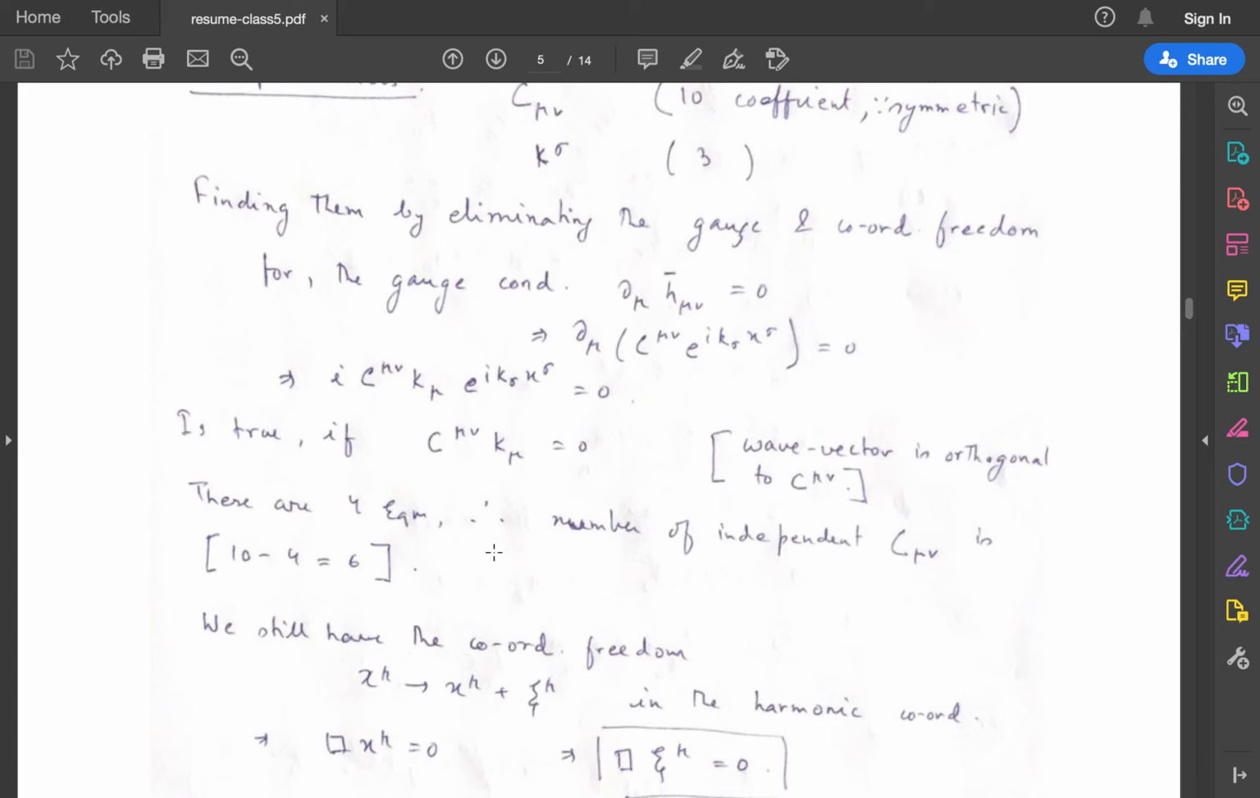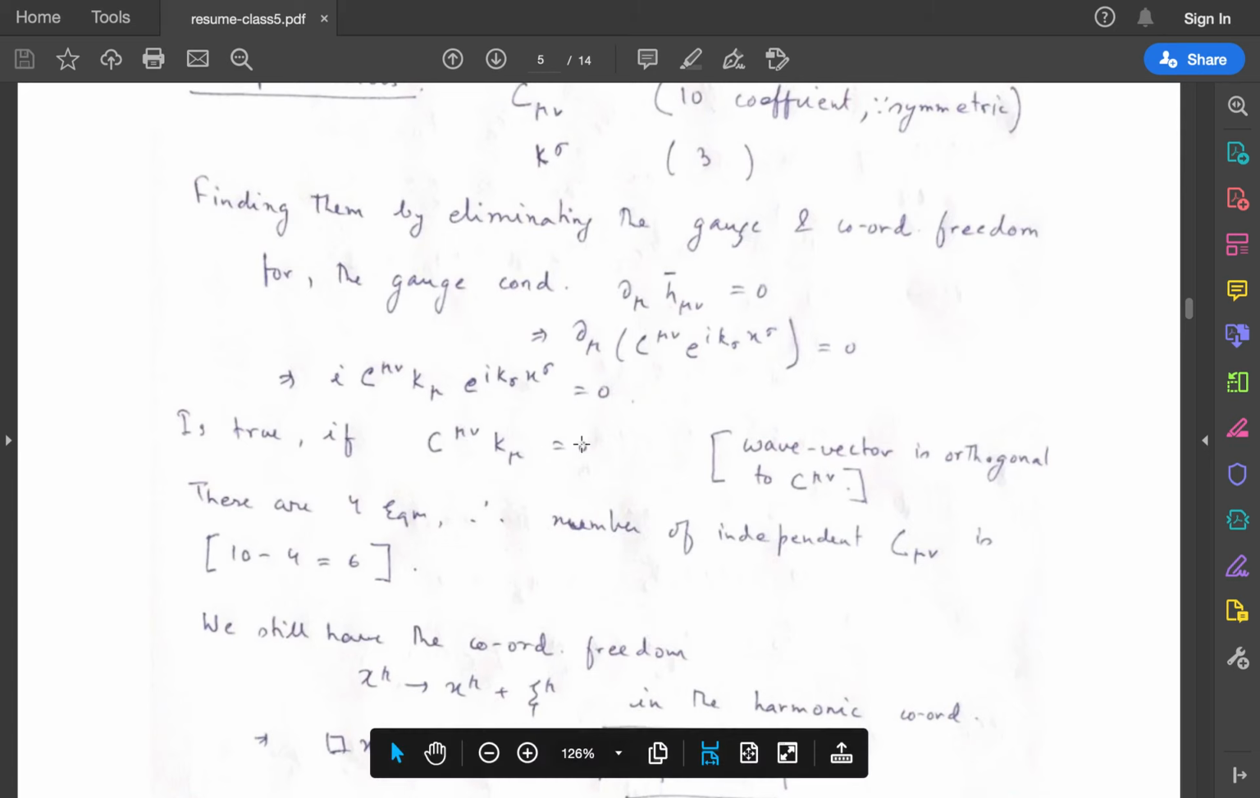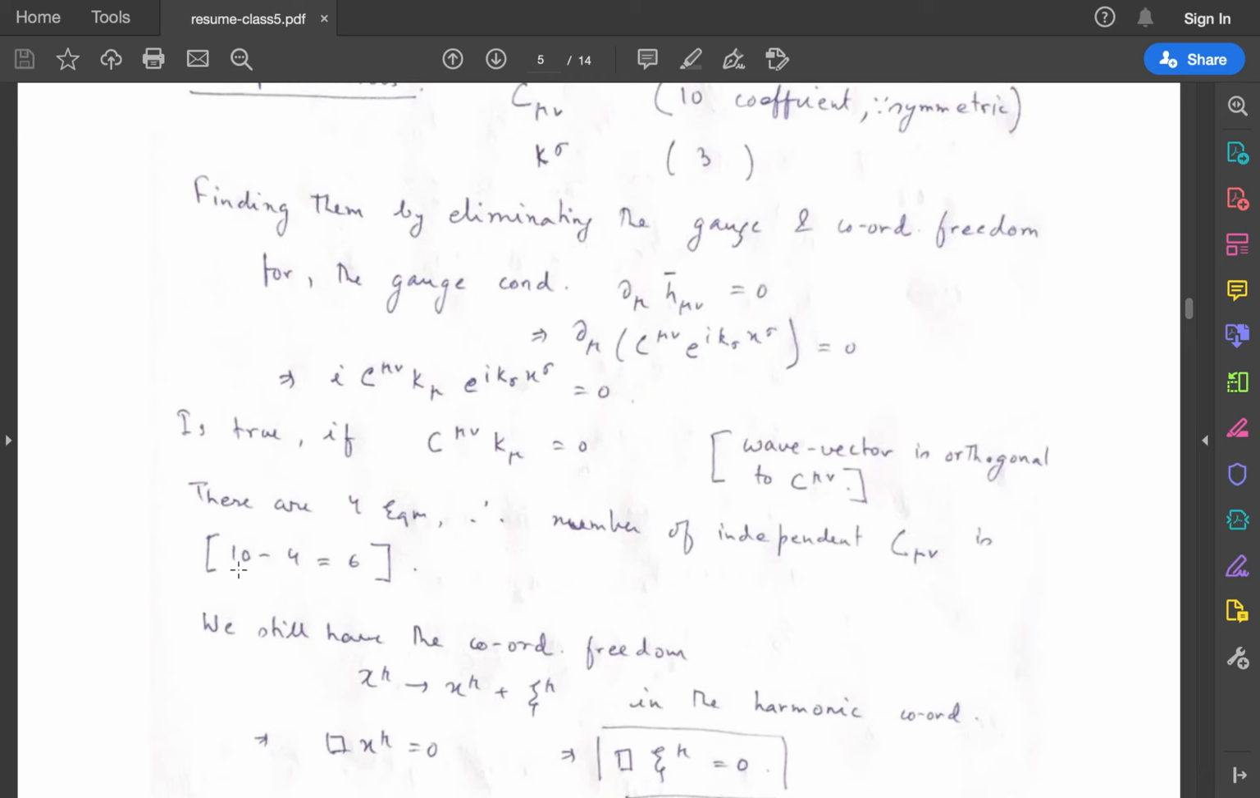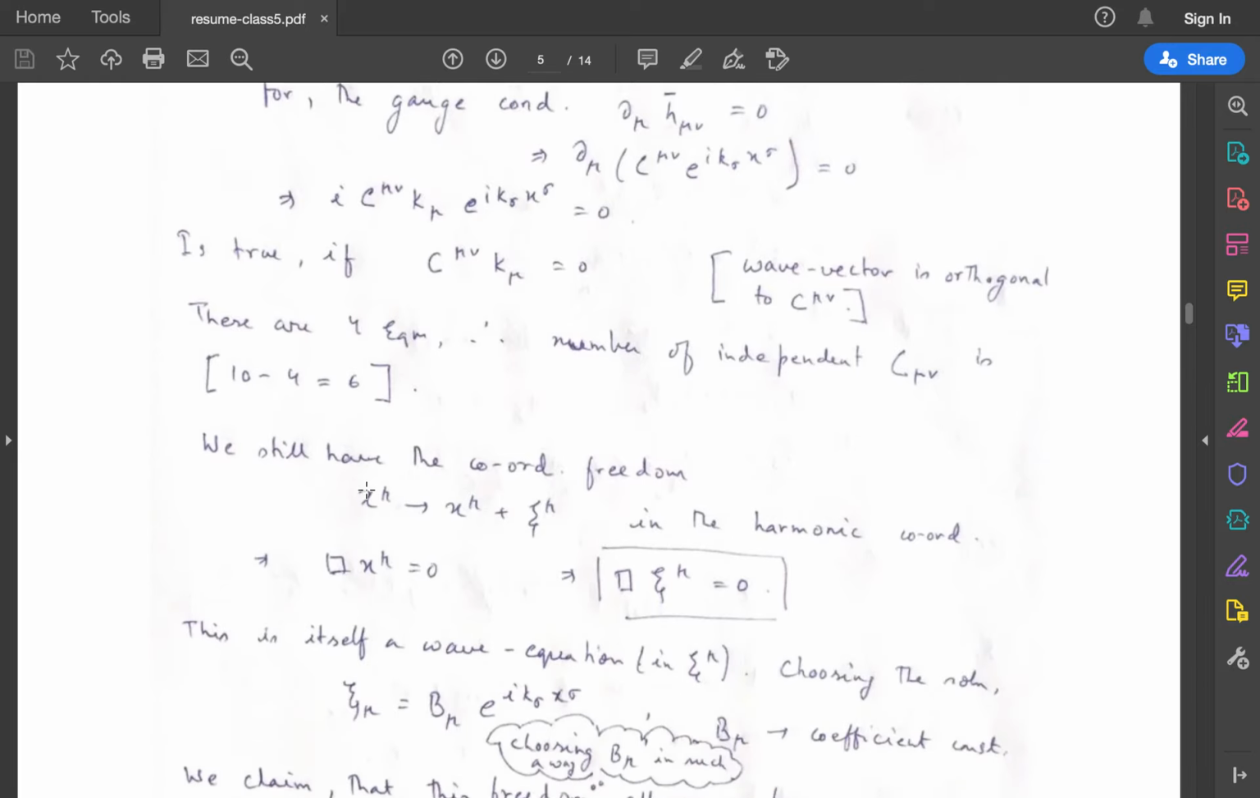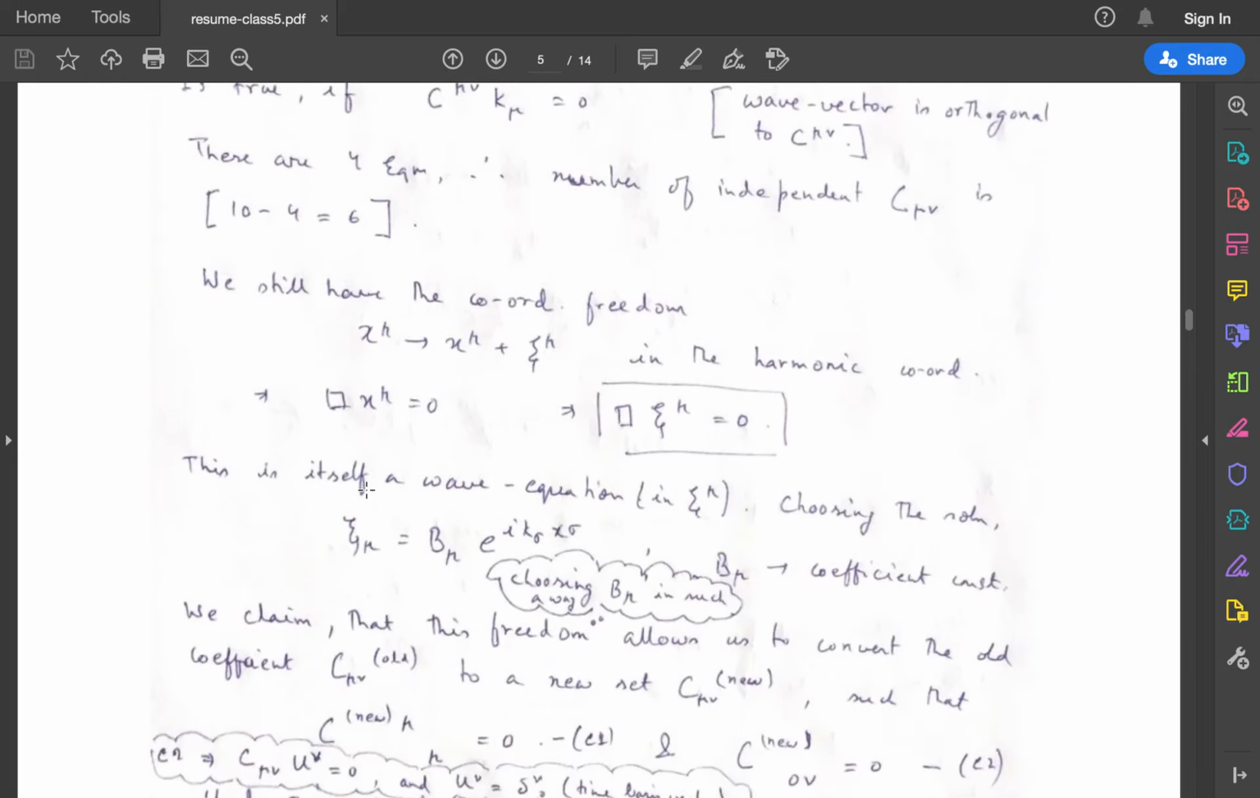So we have 4 equations here. With this condition, the number of independent coefficients c mu nu has now reduced from 10 to 6 because of these 4 equations. But this is only due to this gauge freedom.